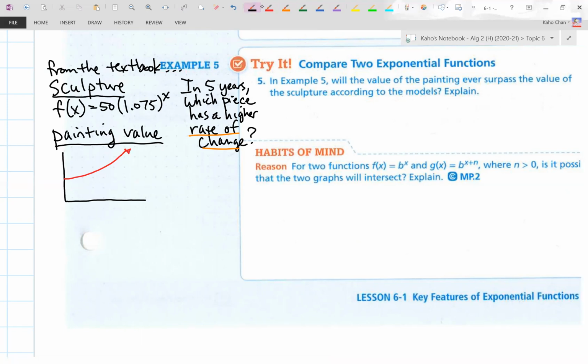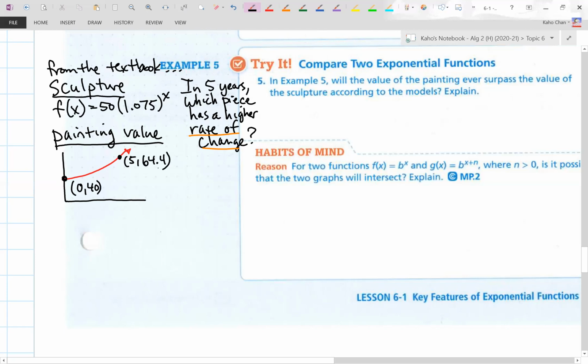And there are a couple of points in the picture. They are (0, 40) and (5, 64.4). The horizontal axis is referring to time, of course. And the vertical axis is the value of the painting in thousands of dollars.